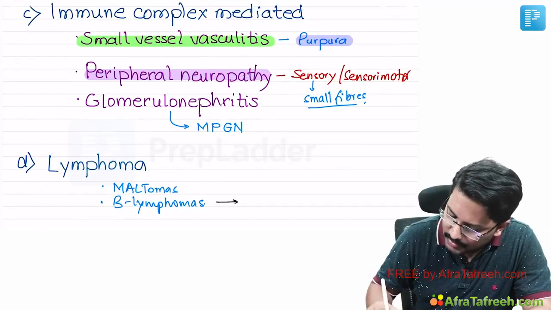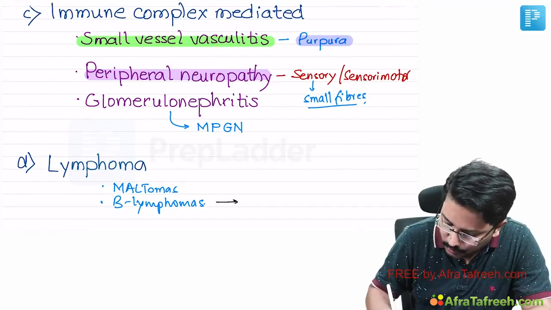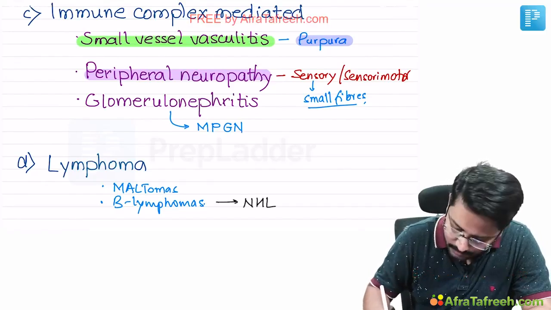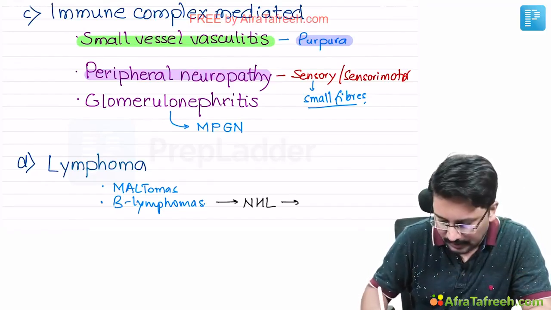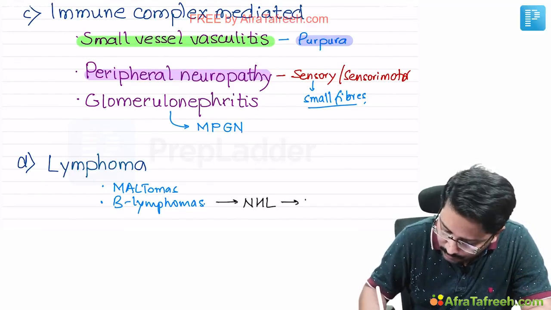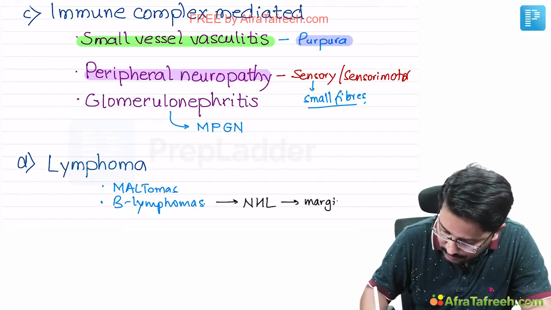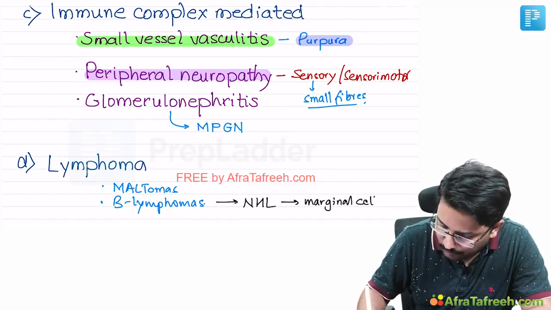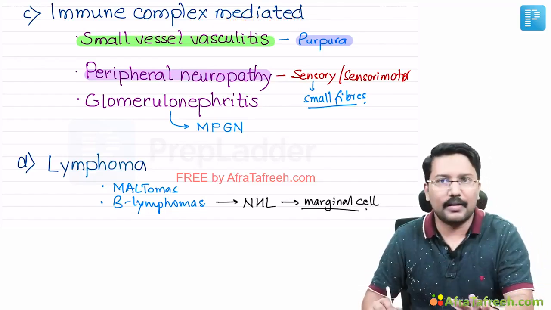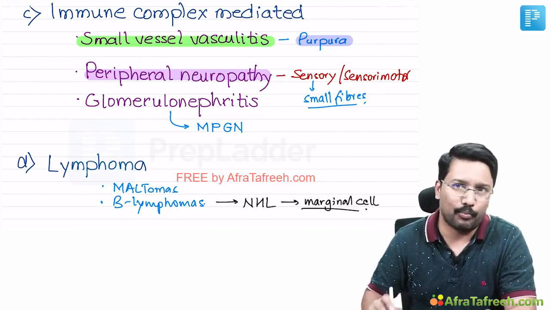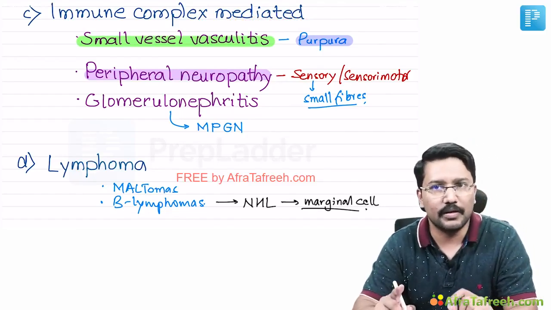So, B cell lymphomas are more characteristic. They are mostly non-Hodgkin's lymphoma. If you have to be a little more specific, they are marginal cell or marginal zone B cell lymphomas, right? Okay. Then I also want you to remember certain important pointers towards the risk of developing lymphomas.